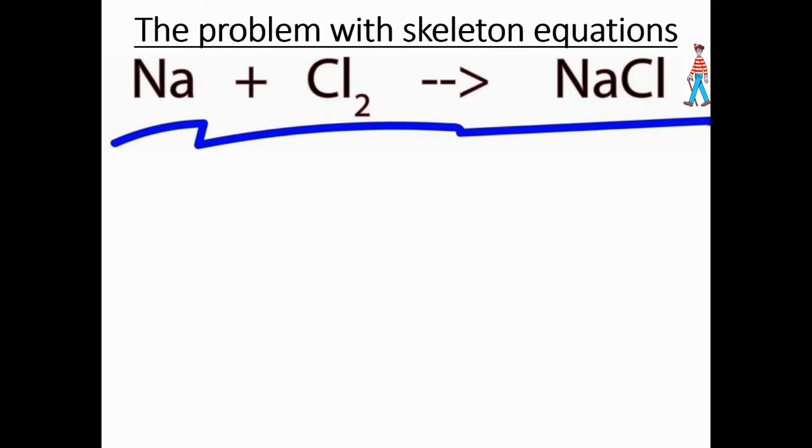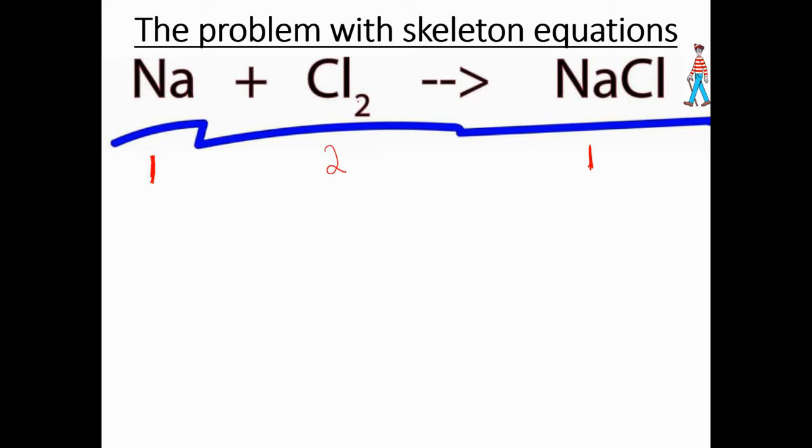And so here we have a skeleton equation. And we're going to do some quick counting just to see the problem with skeleton equations. I'm going to count atoms on both sides and compare. On the left side, I have 1 sodium. On the right side, I have 1 sodium. Great. So the sodiums are fine. I had 1 sodium, I ended up with 1 sodium.